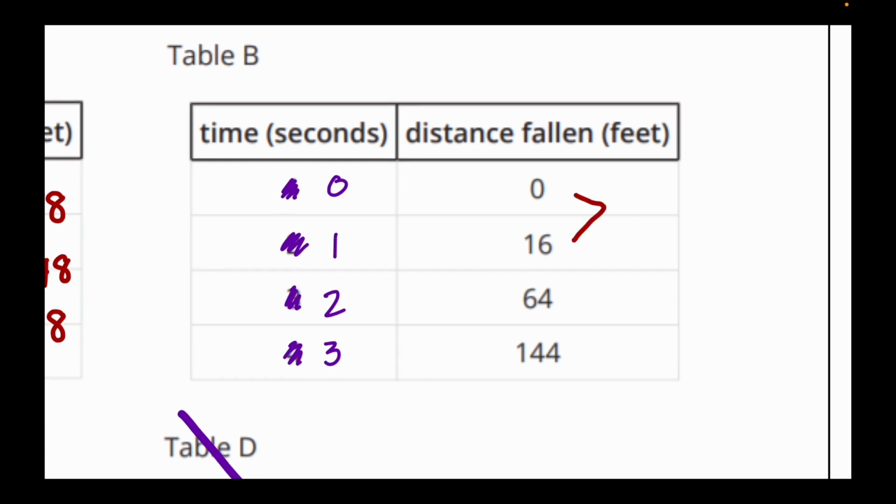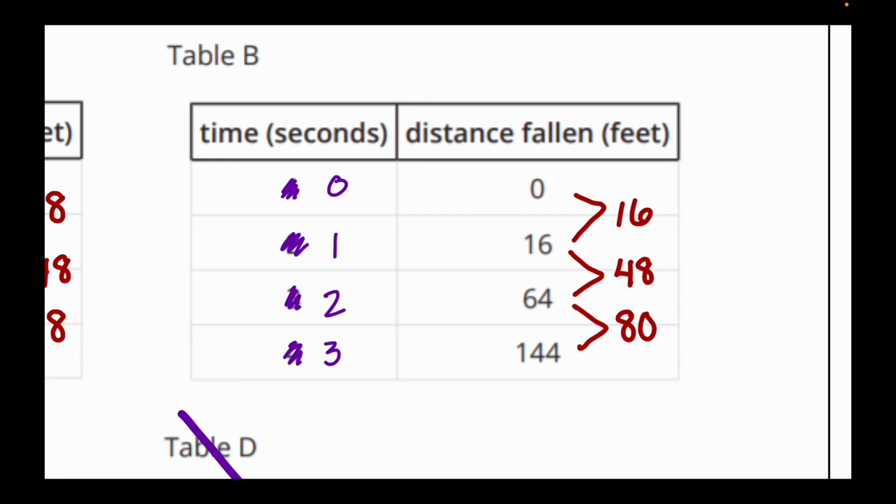Just like we did on the previous one, the difference here, that's 16. Now the difference here is, I believe, 48. I'm going to check myself on that because I don't always trust myself with subtraction. Let's see, 64 minus 16. Yeah, 48. Okay. Then we're going to do 144 minus 64. And that one gives us 80. So this is our difference.